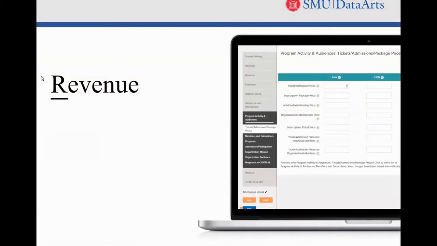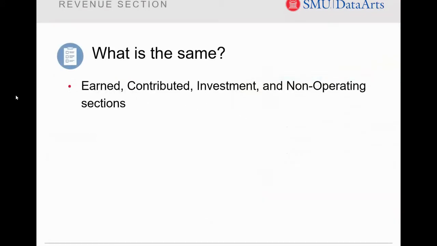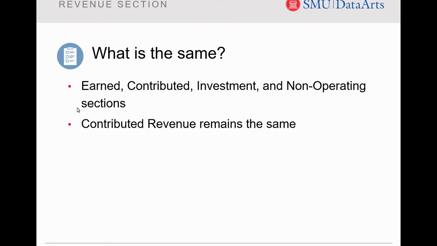Next, we'll take a look at the revenue section of the survey. I'm going to start by reviewing what hasn't changed in the survey. We will still have these 4 sections that you see here: earned revenue, contributed revenue, investment revenue, and non-operating revenue. The contributed revenue section in particular has not changed very much. You will see most of the same line items in the survey. And overall, revenue is probably the least changed section in our data profile.